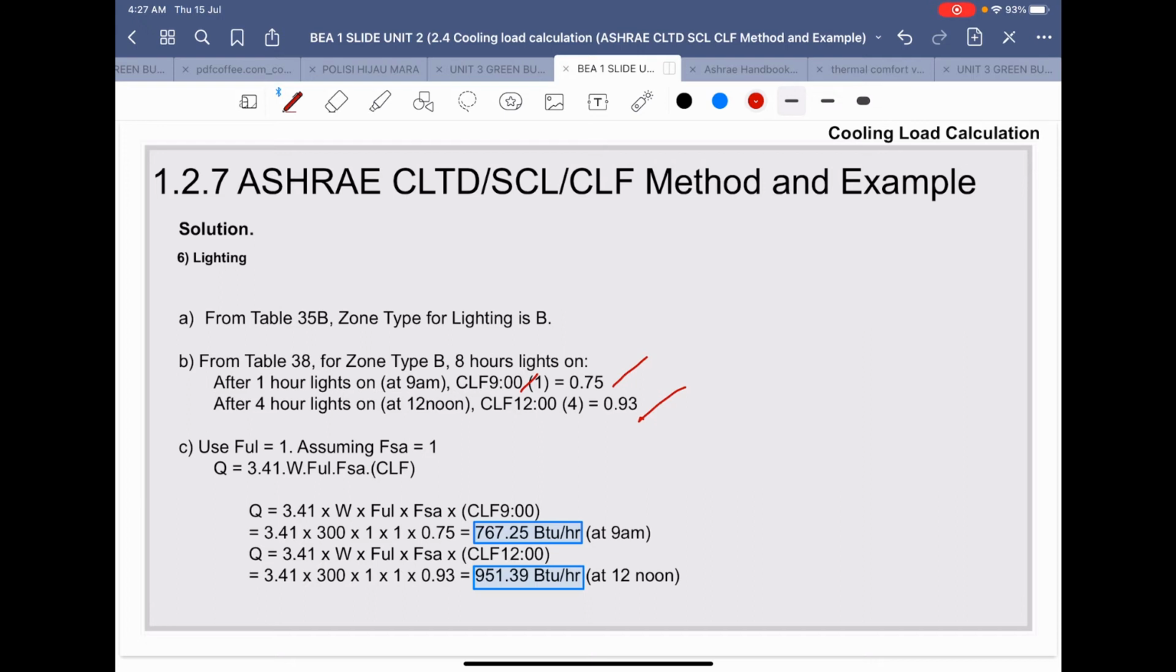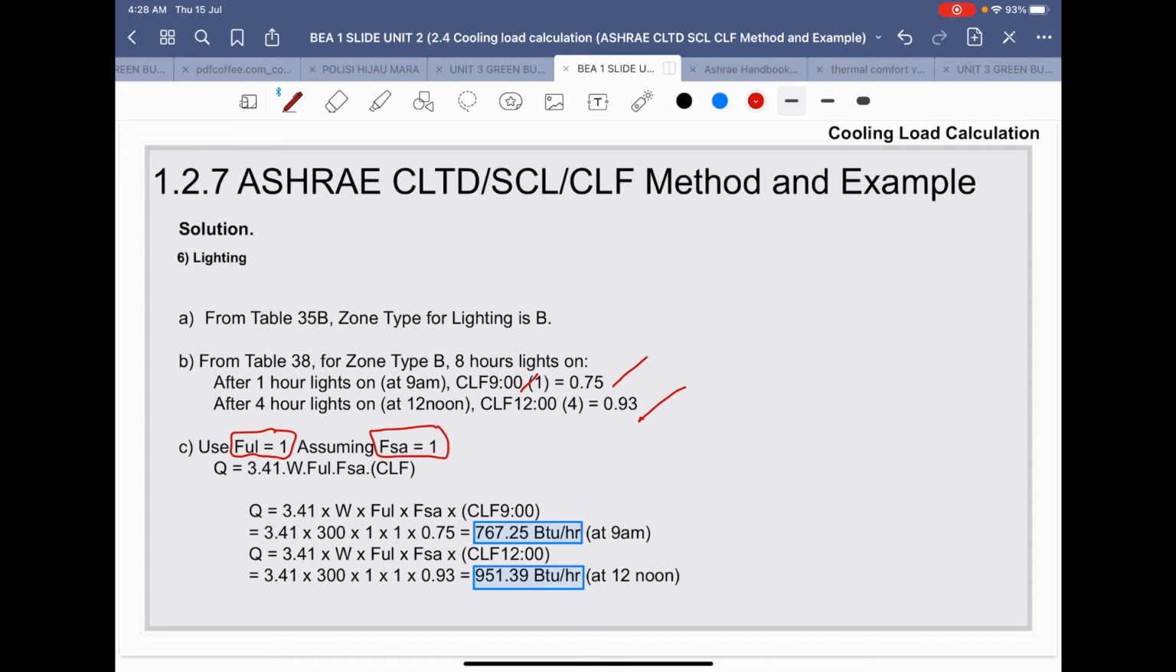A factor meaning how frequently we operate this lighting. The FUL is like a ballast factor, but the FSA is like how frequently we open the lamp. In this case, we open the lamp throughout the day for about 8 hours and we close at night. So the FSA will assume 1, and the ballast factor is also 1. So for this cooling load calculation, we can use that.